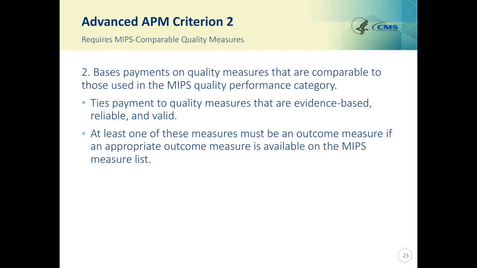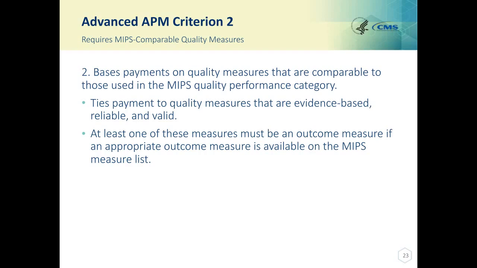So number 2, we talk about basing payment on quality measures that are comparable to those in the MIPS quality performance category. This is just all background information. I want to make sure that you understand that if the model is open for you to apply to, much of this work has already been done. We have already found the measures, and we've already determined what measures actually fit into that model for the reporting and the work in the model. This is just for your understanding of how we got to the place of determining those.